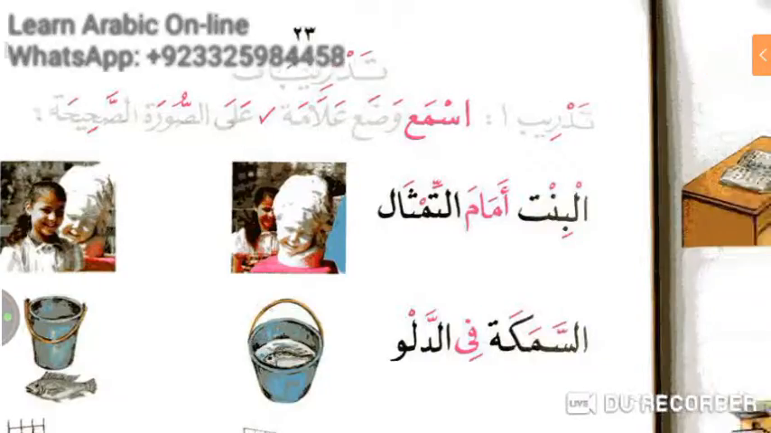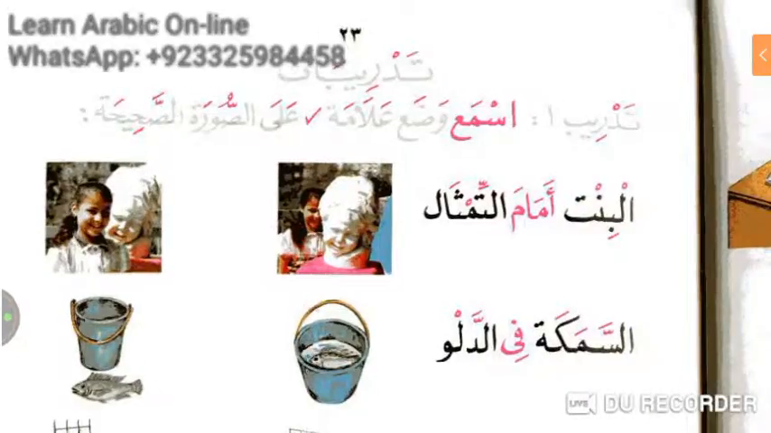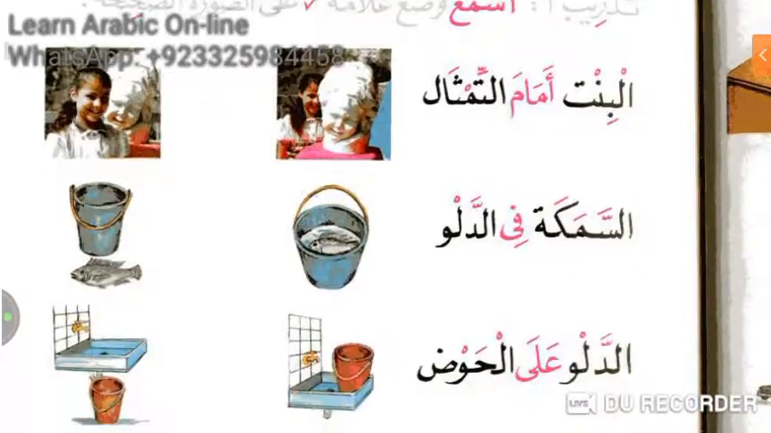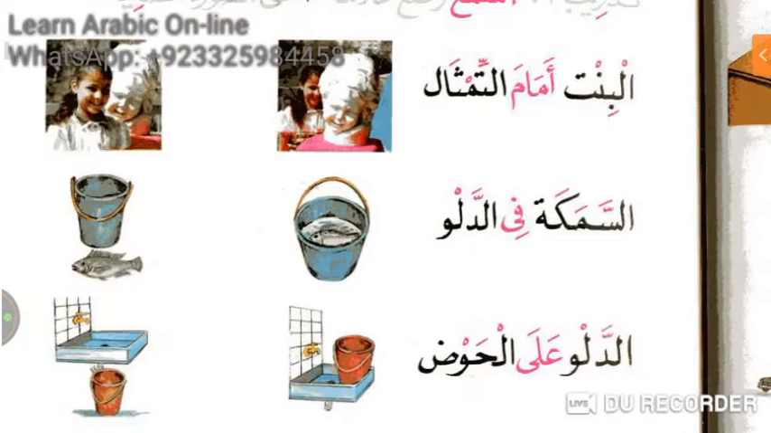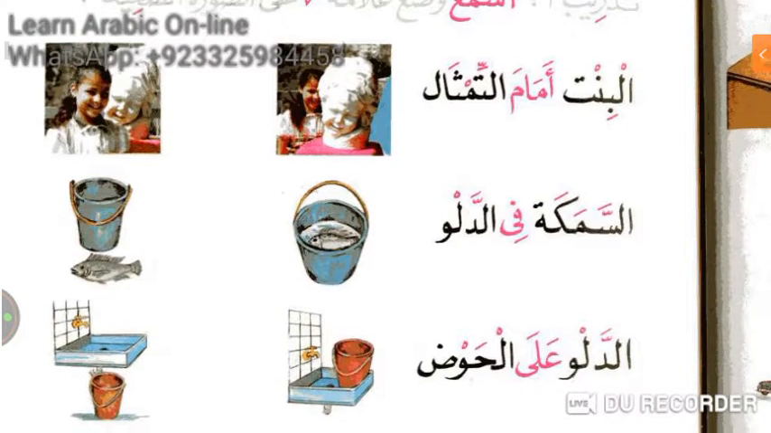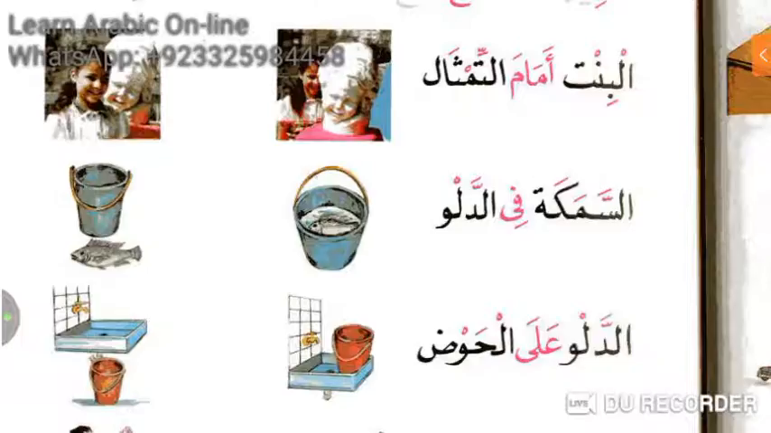Okay. Next, we have exercises. First exercise: listen, put a tick symbol on the correct picture. So he's basically asking you to tick the picture which is correct according to the sentence. There are two pictures in front of each sentence. For example, look at the first sentence.